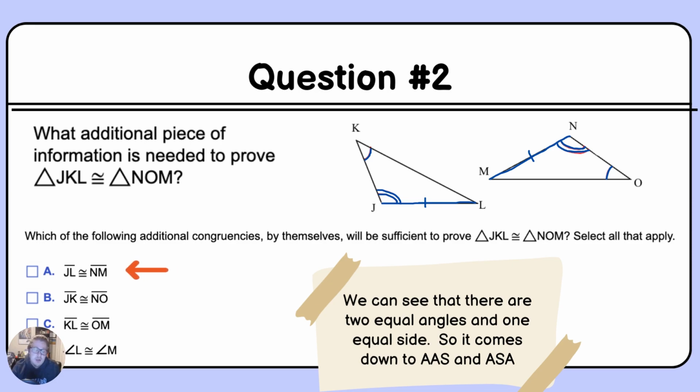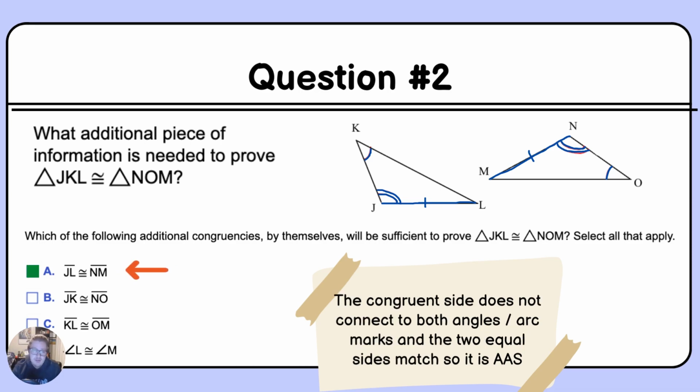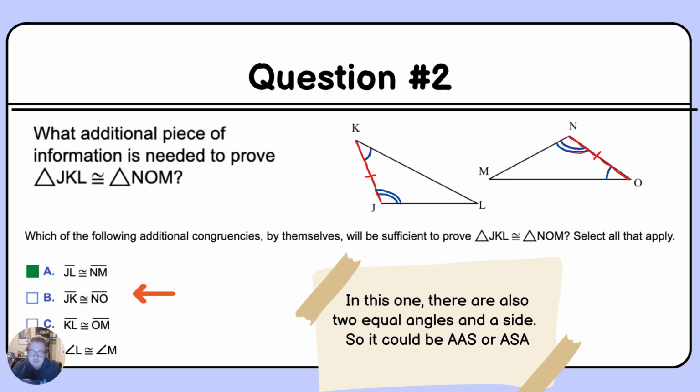In this example, we have two equal angles and an equal side. So it's either angle, angle, side, or angle, side, angle. I've highlighted all the relevant angles and sides here. This one fits the description for angle, angle, side. You can see that the highlighted side only touches the double arc mark, and that's the good thing. That's what we're looking for. If it only touches one, it's angle, angle, side.